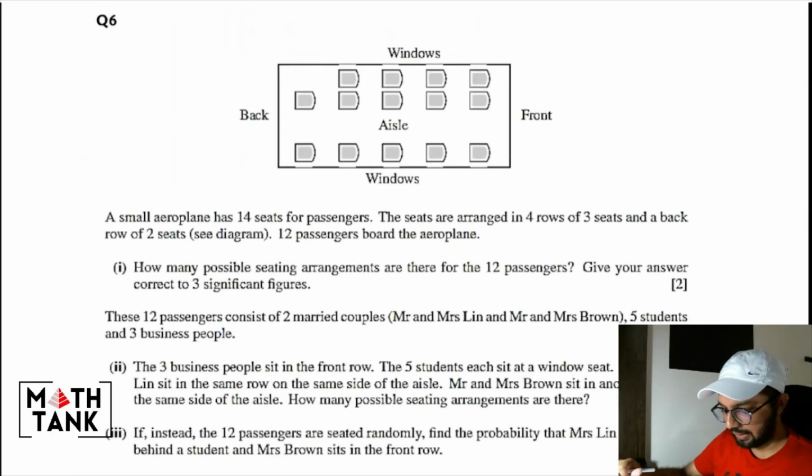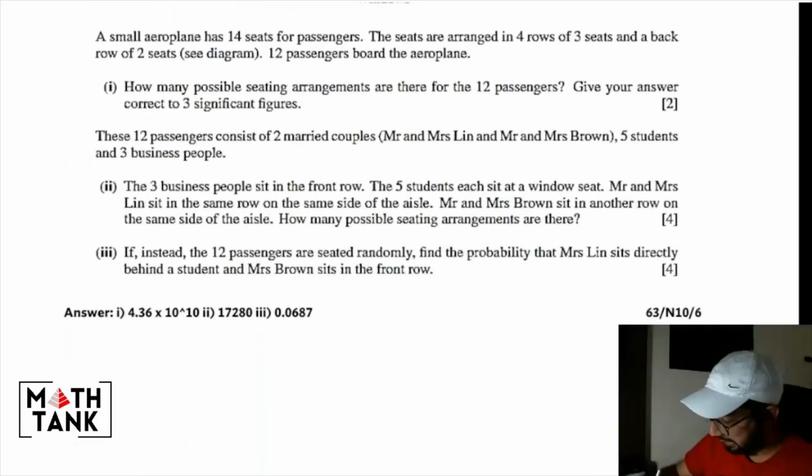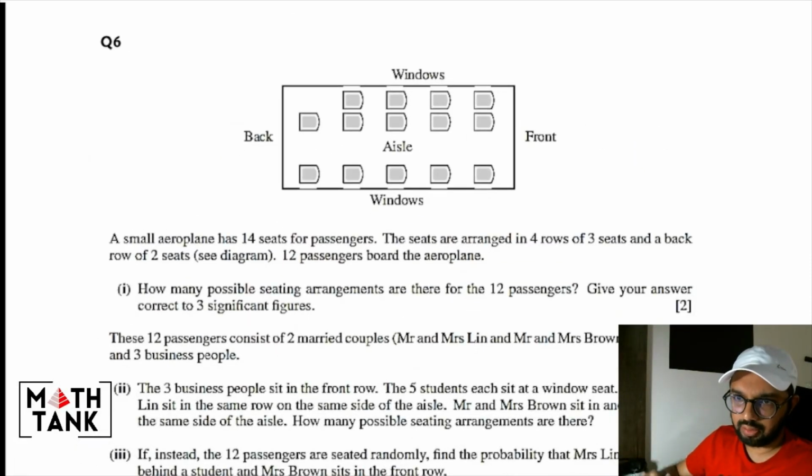Now, let's look at this question. This is one of the trickiest questions that you can come up with in your past papers. This is from November 10, 6-3, question number 6. It's going to take a little time to absorb, so if you don't understand it, just rewind the video and see it again and see if you understand it then. Okay, I'll start off with part 1.